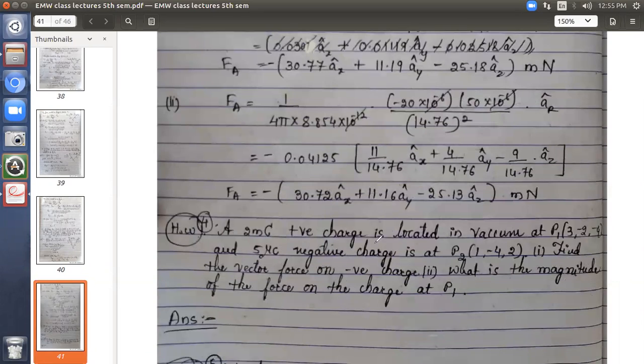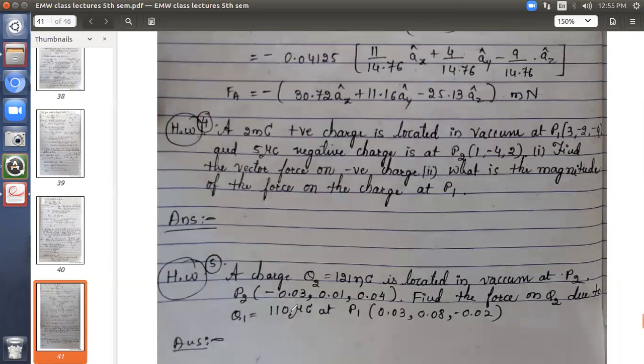Please try this. One more homework. A charge Q2, 121 nanocoulomb, is located in vacuum at point P2. Suppose I have a charge Q2 at point P2. P2 is given to you: minus 0.03, 0.01, 0.04. So it is in decimal points, so the calculator should be used very carefully.